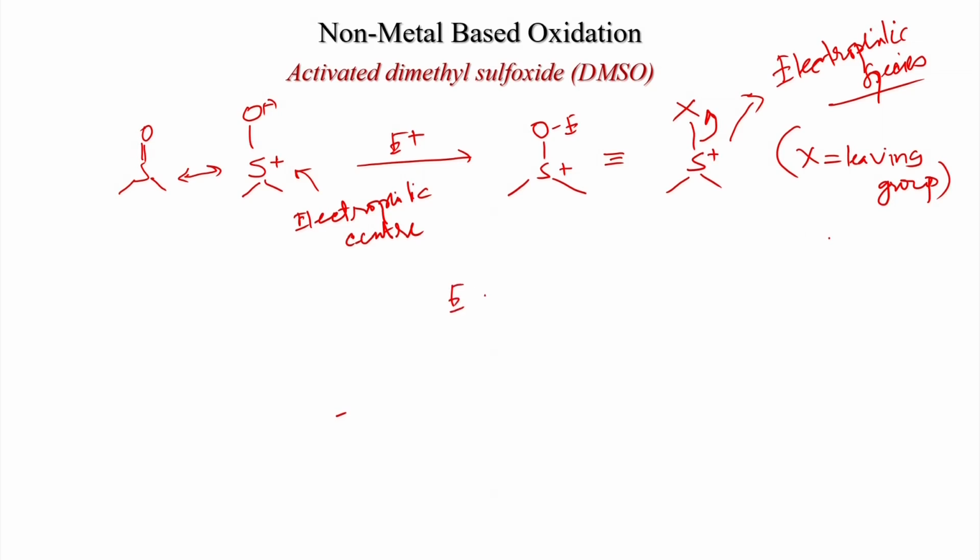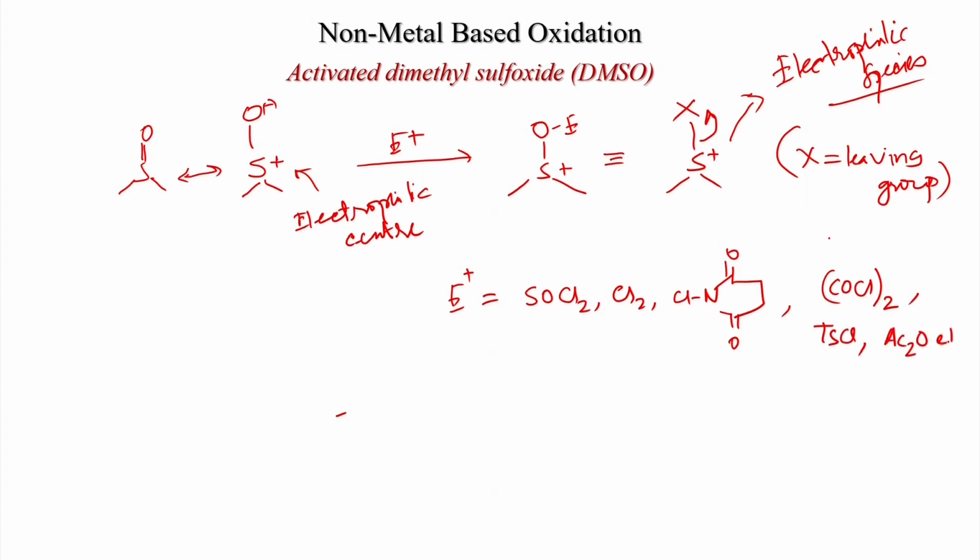like electrophilic species can be SOCl2, chlorine, it can be N-chlorosuccinimide, it can be oxalyl chloride, it can be tosyl chloride, acetic anhydride, etc. Also, not only alcohol, this strategy can be used for other oxidations also, like normal alcohol, phenol, amine, also oxime compound can be used for oxidation in these strategies.